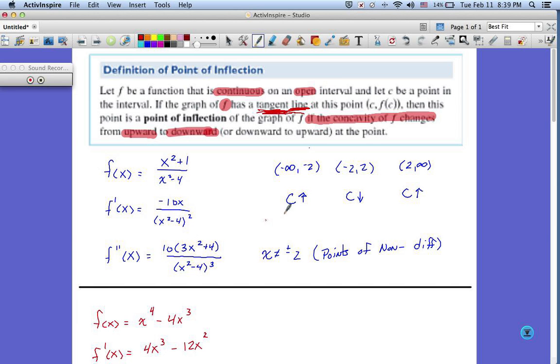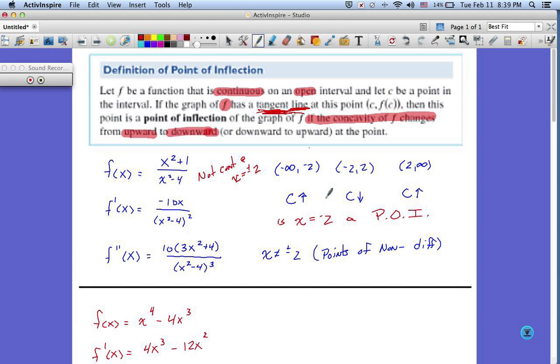So let's look at this example here. We have concavity changing from up to down, down to up. So it stands to reason that x equals negative 2 is a point of inflection. Well, let's read this. We have a continuous function on an open interval. Well, this actually is not continuous at x equals plus and minus 2. So, we do have a continuous function from negative 2 to 2, the open interval negative 2 to 2 is continuous. Within there, there's no changes in concavity. Okay, so right away it fails the first test.